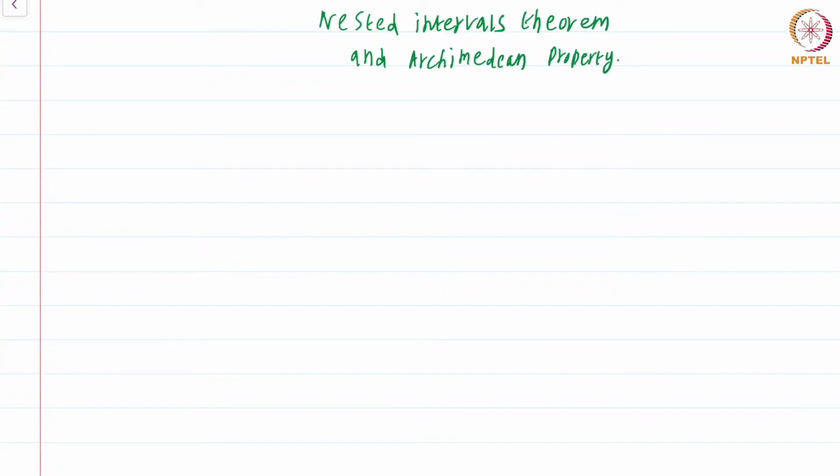In this module, we shall discuss the nested intervals theorem and the Archimedean property, which are more intuitive consequences of completeness. In the next module, we will in fact show that together they imply completeness, but individually they might not. So we first begin with a definition. This is the familiar definition of intervals.